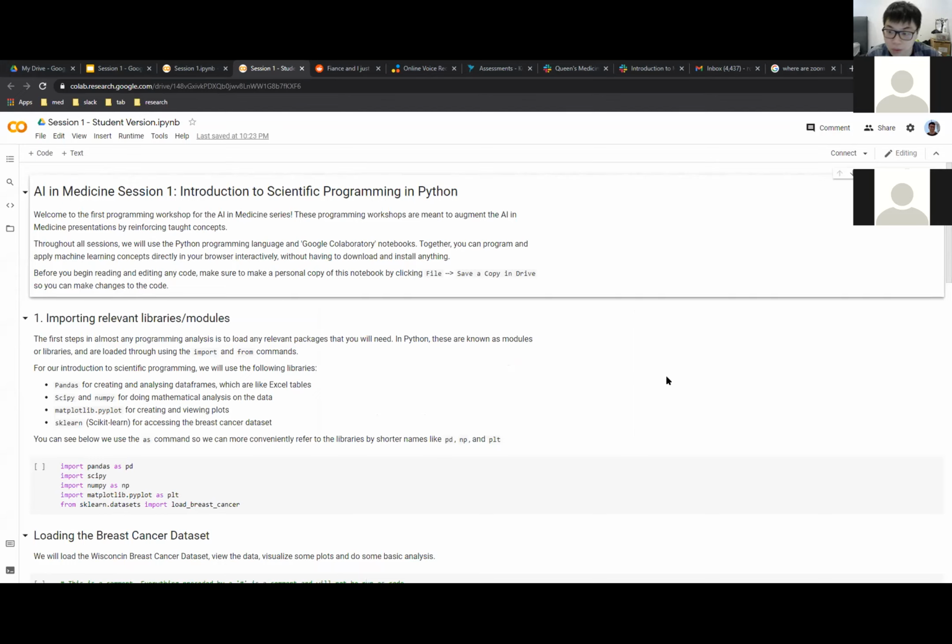So this is using Google Colaboratory, which is an online Python programming environment. Python is by far the most popular machine learning programming environment. MATLAB was popular for a while, and C++, but Python really has the most public support because it's open source.